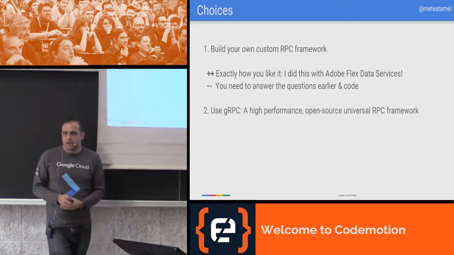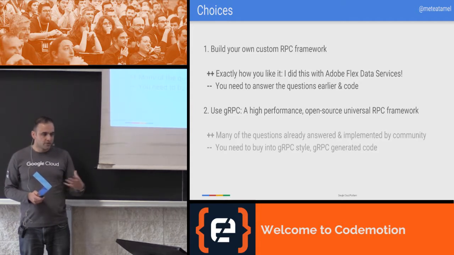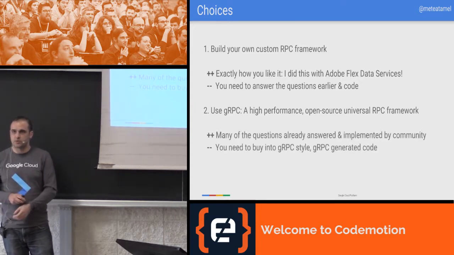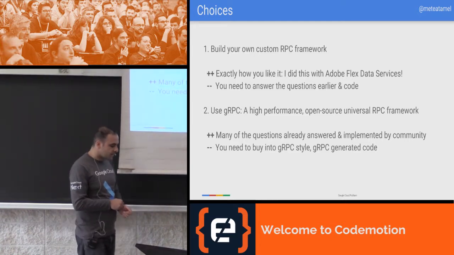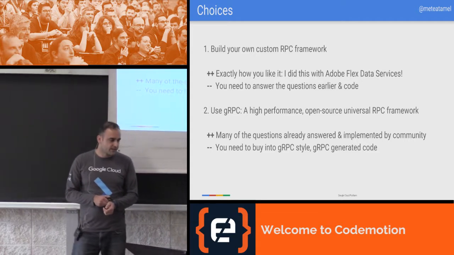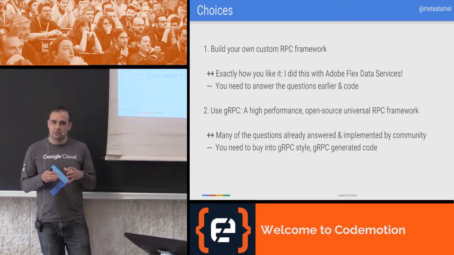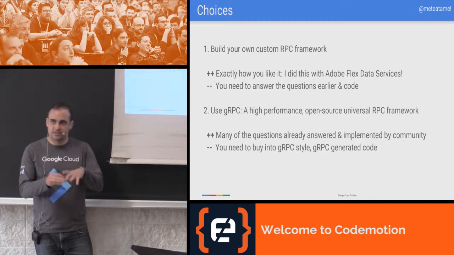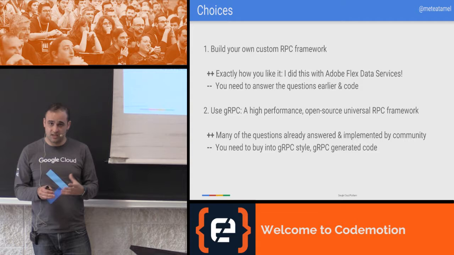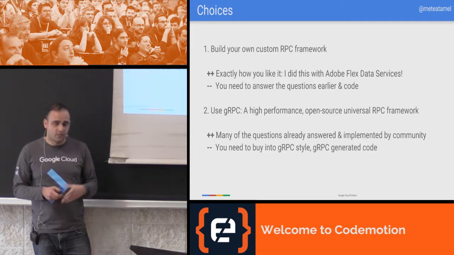Or the second choice that you have is to use something open source, something like gRPC, where all these questions are already answered by the community and already implemented for you. So that's great. But the only downside for me in this case is that gRPC has its own style. So you need to buy into that style. If you feel really strong about your code, and if you don't like certain styles of code, then gRPC might not be easy for you because it has its own style that I'm going to show in the code samples. So you need to buy into that.